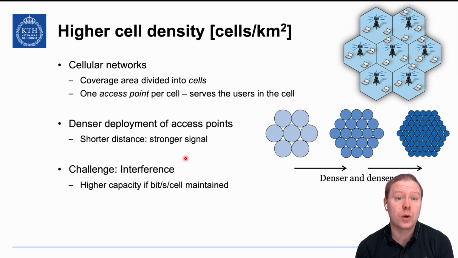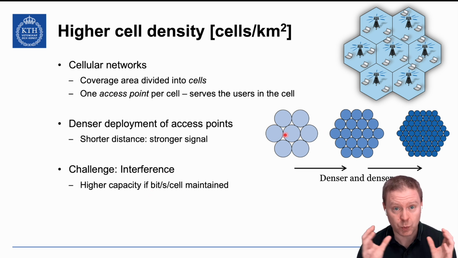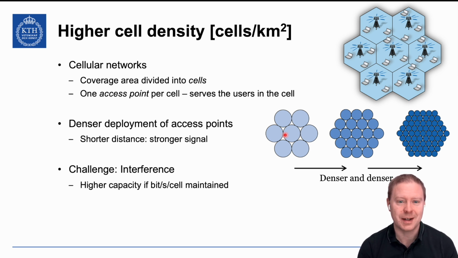Unfortunately, this also applies to the interference that comes from the other neighboring cells. So when the cells are smaller, there will be more cells around you that might be interfering with you. But by deploying more base stations, you will be able to increase your traffic capacity if you can make sure that the amount of data that you can transfer within each cell remains roughly the same as if you had the larger cells. Then the capacity is growing with the number of cells that you're having.